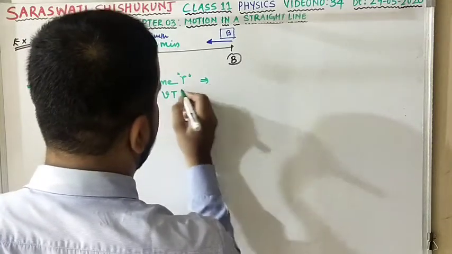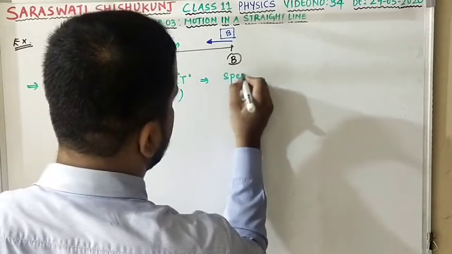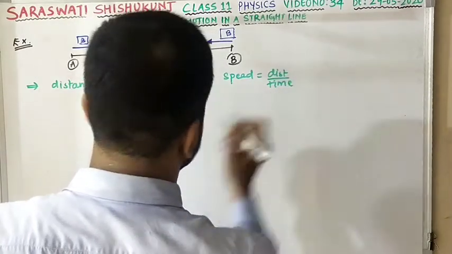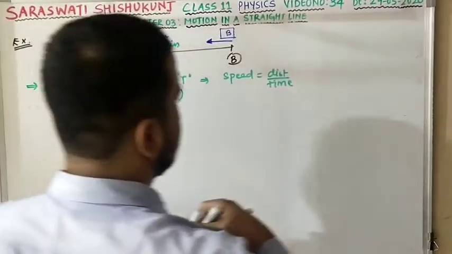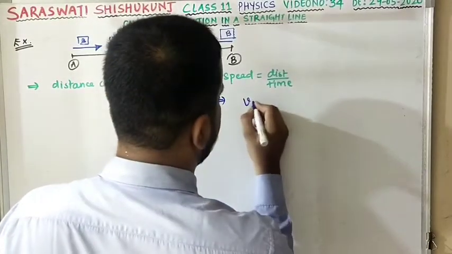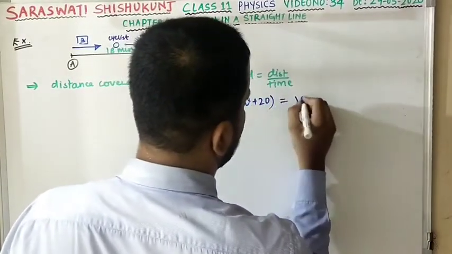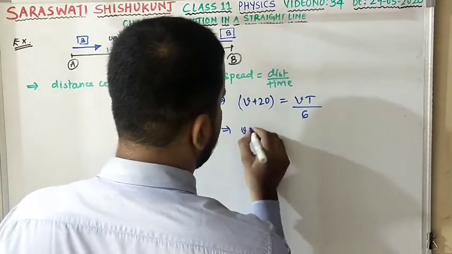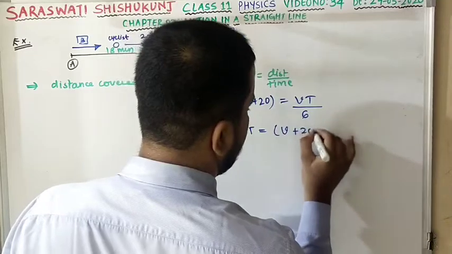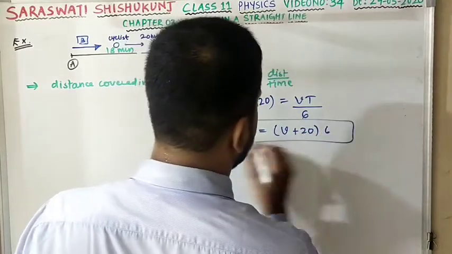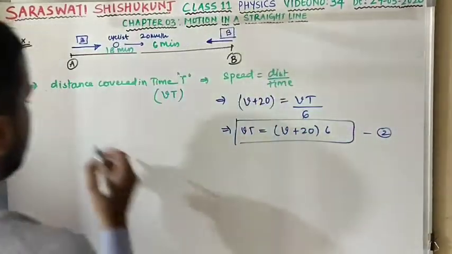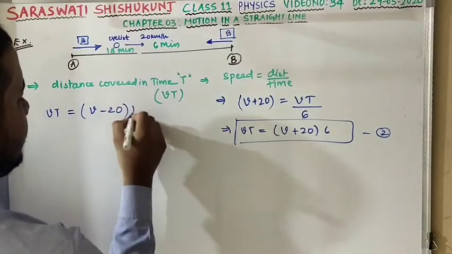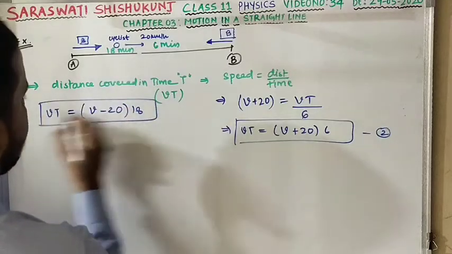So if I find out what? Speed is equal to distance upon time. Yes or no? What is distance with us? Speed we are having is V plus 20. Distance is again Vt with us, and time is how much? 6 minutes. So I can get one equation over here: Vt equals V plus 20 into 6. This is my equation number 2. I was having equation number 1, that is Vt equals V minus 20 into 18. This is my equation 1.